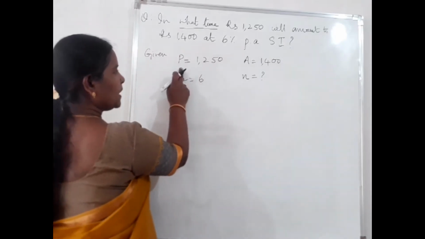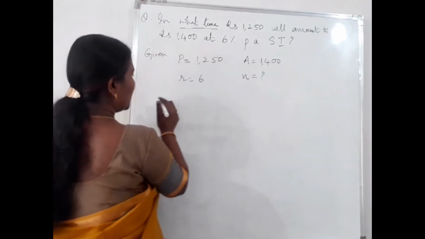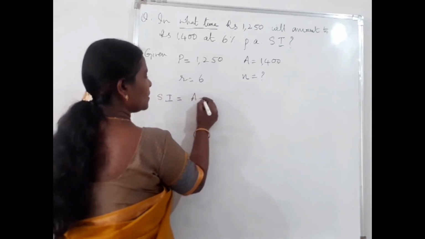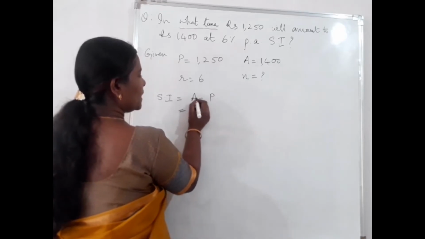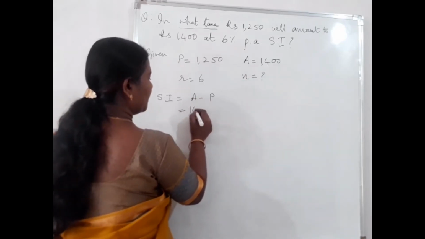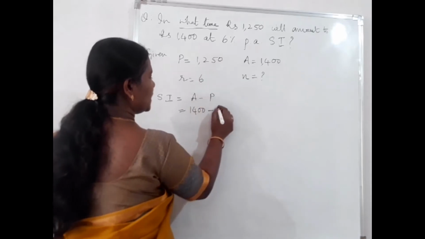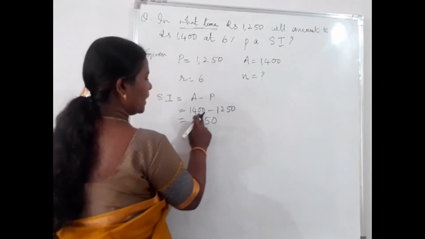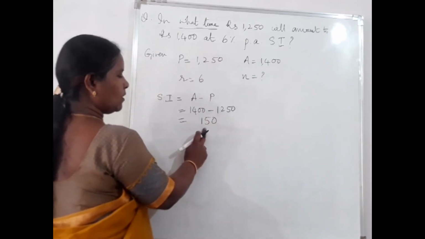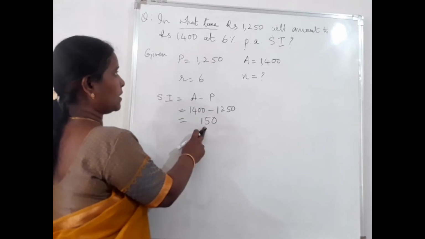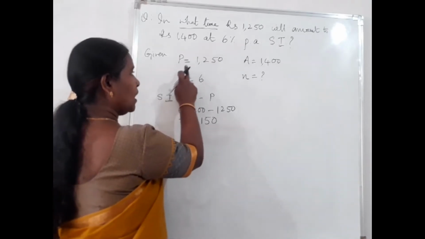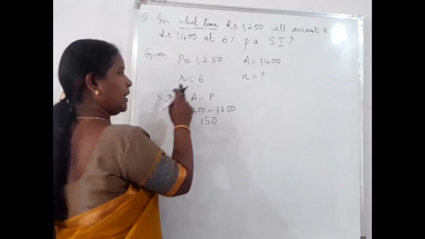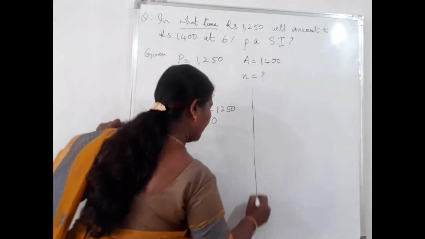Now when principal and amount are given, you can find out simple interest. Simple interest is equal to amount minus principal. The amount is 1400 and the principal is 1250, so simple interest is 1400 minus 1250, which is 150. Now we know the principal, the rate and the simple interest, so you can find out N.